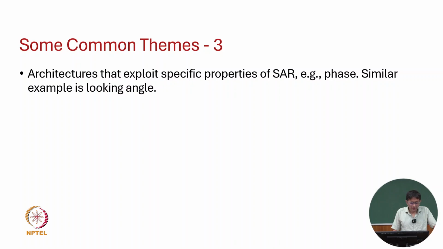A common theme of research which is very specific to SAR is designing architectures that exploit the specific properties of SAR. One such property is the phase, and I already mentioned that in this context we'll be studying complex deep networks. Another example would be the looking angle. We mentioned that looking angle is a very important aspect. So not even complex deep learning, even in our usual architecture itself, can we somehow fuse the looking angle as additional information?